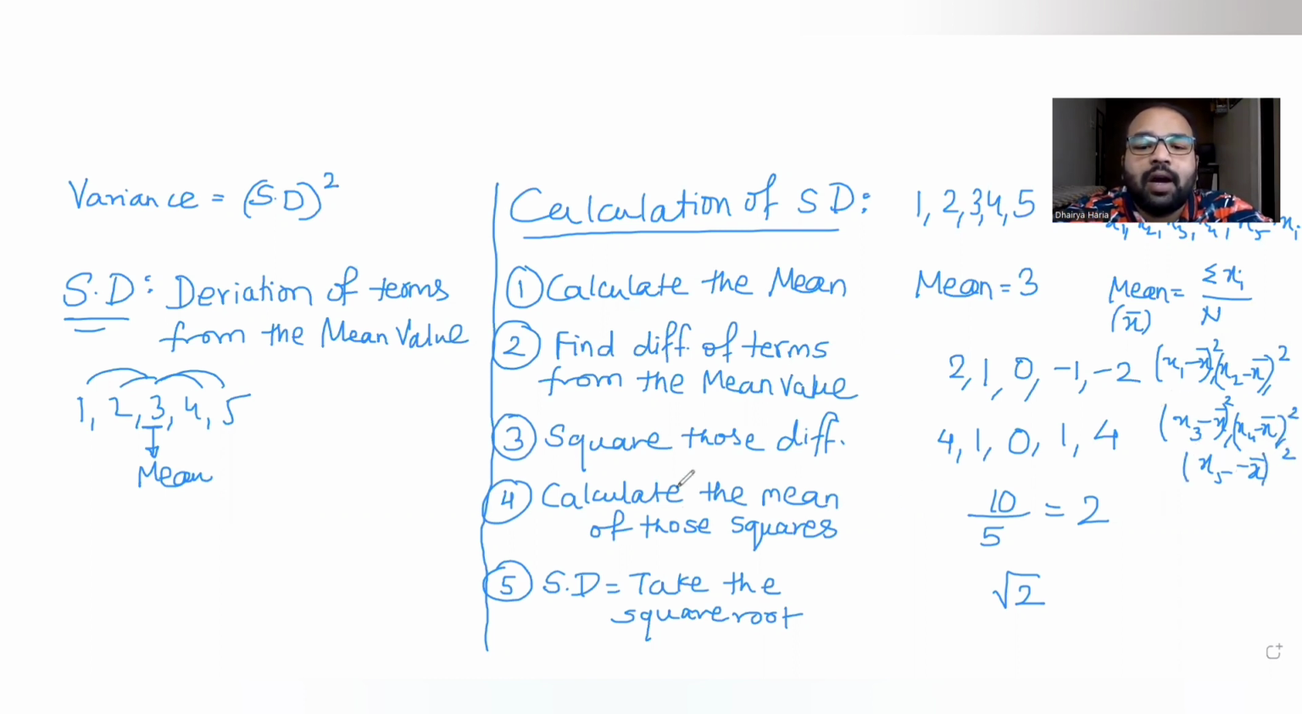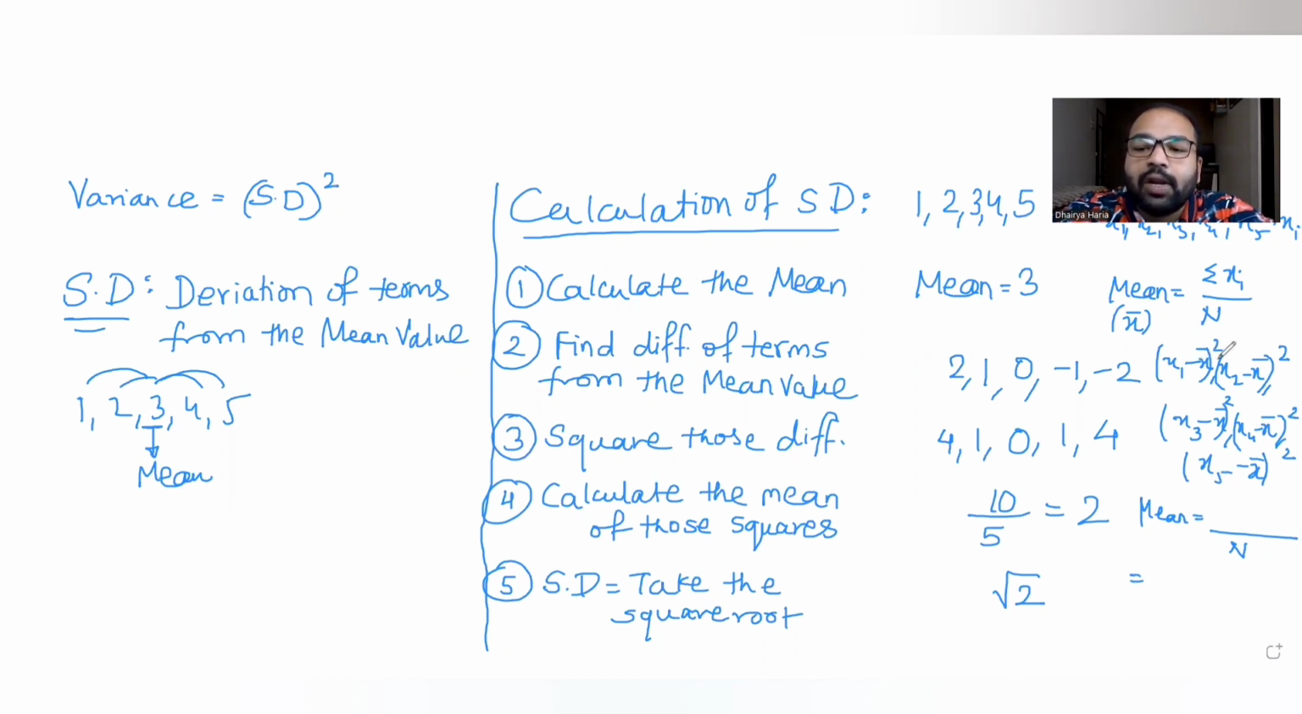After that, it says again calculate the mean of those squares. So if I calculate the mean of these squares, basically mean is what again? I am adding all of these squares, adding all of these terms, and dividing by the number of terms. So the number of terms is 5 in this case. Here the number of terms is n because we have n terms.